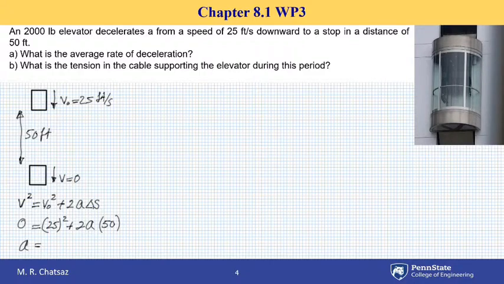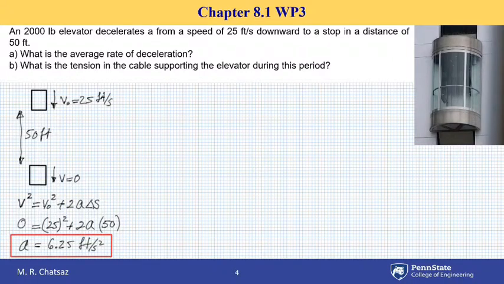So doing this numerical calculation, I'll get an acceleration of 6.25 feet per second squared. And you see why we call this deceleration. Motion is downward, acceleration is opposite to it, upward, so we refer to this as a deceleration or negative acceleration, same thing.